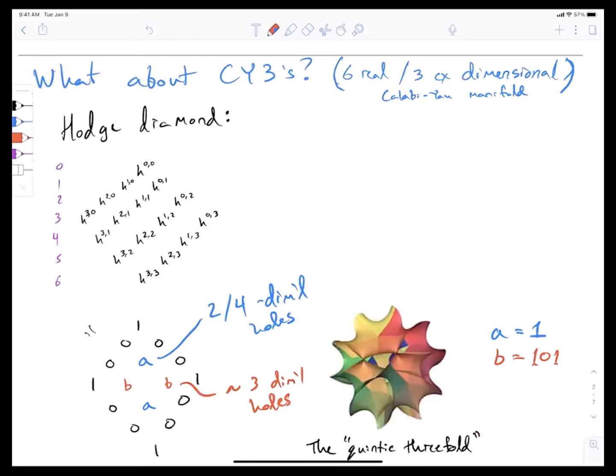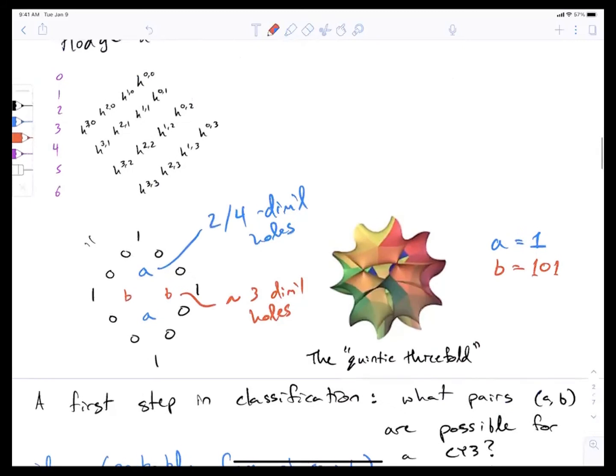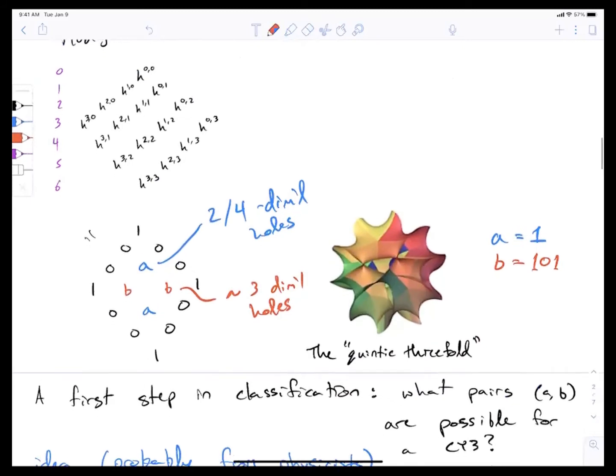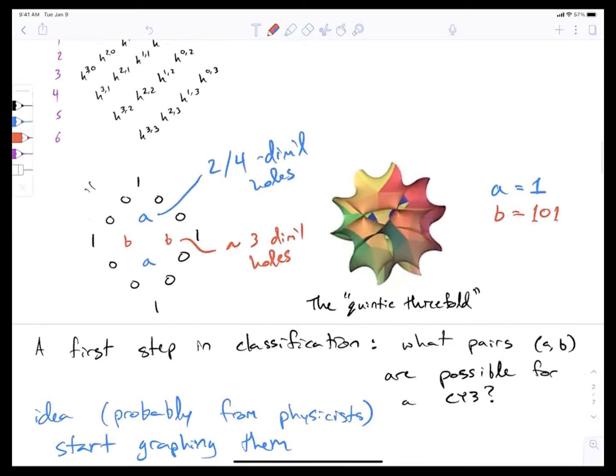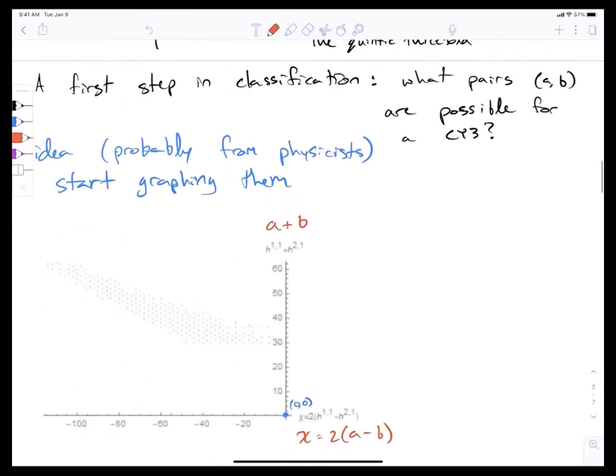Okay. And so a first step, if we're trying to classify all such Calabi-Yau threefolds, could just be to ask the question, what are the pairs of A and B that can occur? So what are the possible A, B pairs, counting the number of holes? And an idea from physics, which I wouldn't have necessarily thought of, is just to take the spaces we know are Calabi-Yau threefolds and just start graphing A and B and see what pops up, see if any patterns emerge. And so here's a graph.